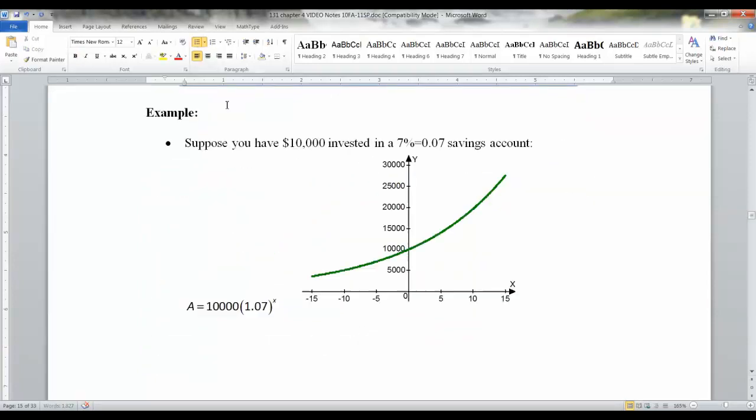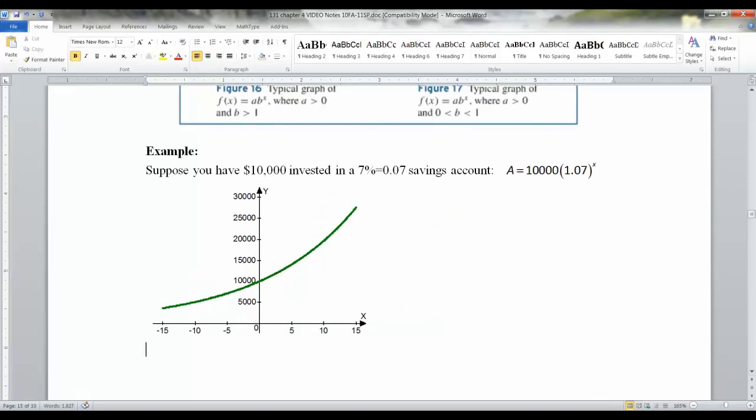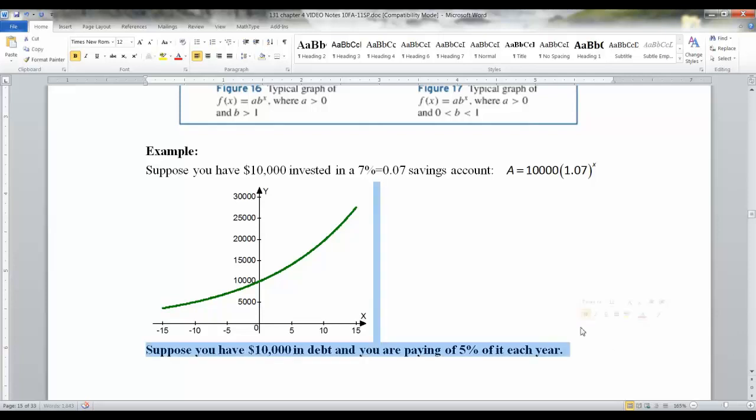Okay. Now, what about decreasing? What if you had, suppose you have $10,000 in debt, like say a student loan debt or something, and you are paying off 5% of it each year. What would that look like?